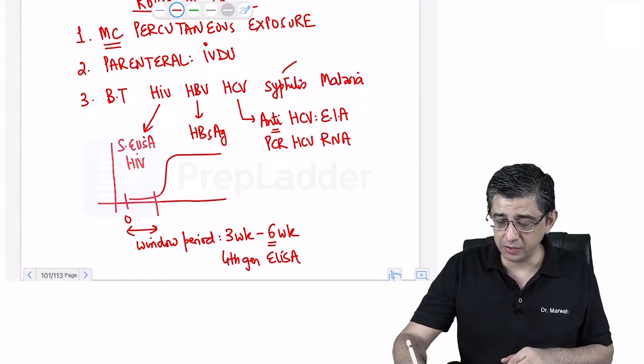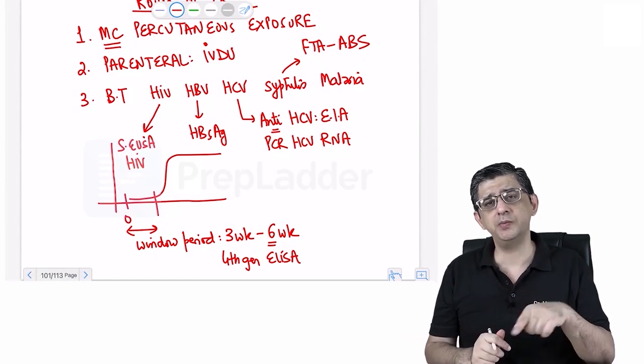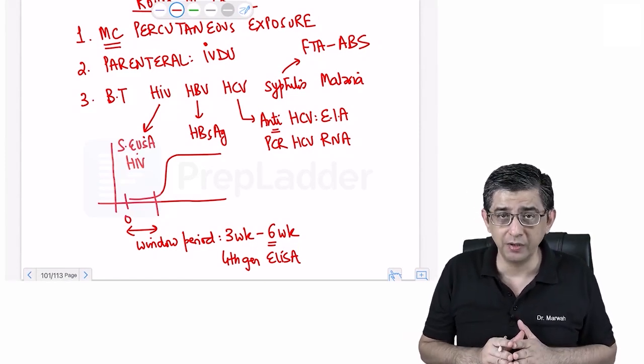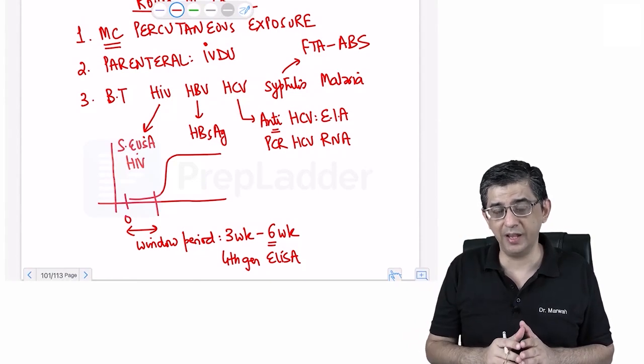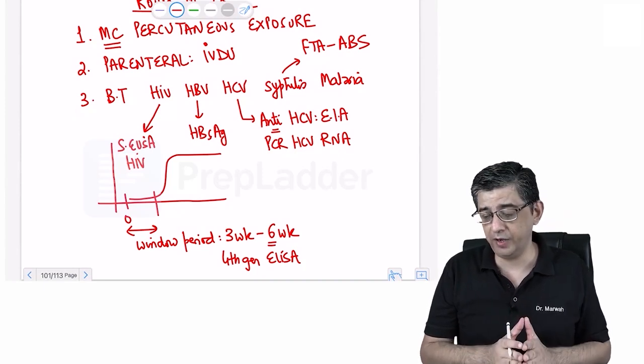Then for syphilis, we will be doing FTA-ABS testing. I agree that VDRL is also done, but VDRL is primarily done for neurosyphilis, that is CSF VDRL for neurosyphilis. Here, for primary, secondary and latent syphilis, we will prefer FTA-ABS.